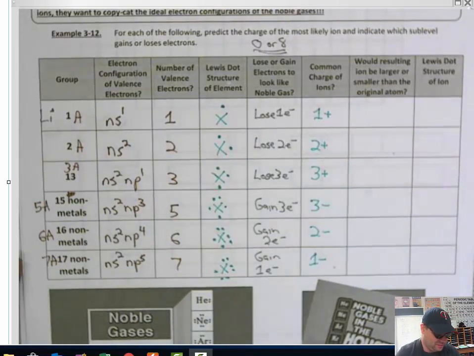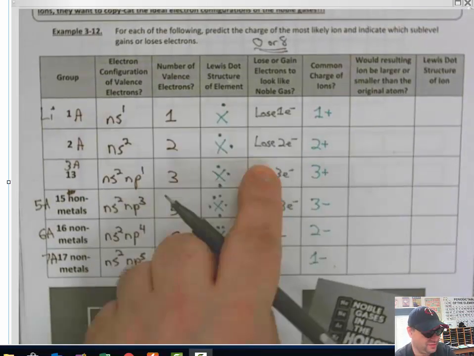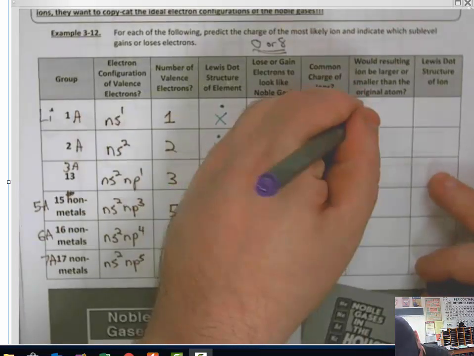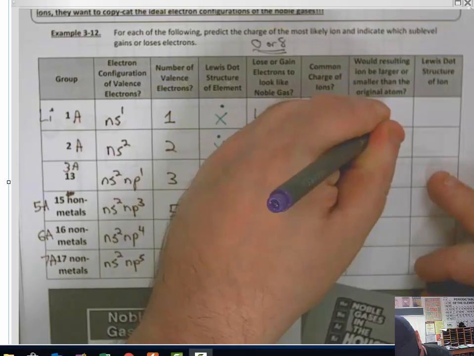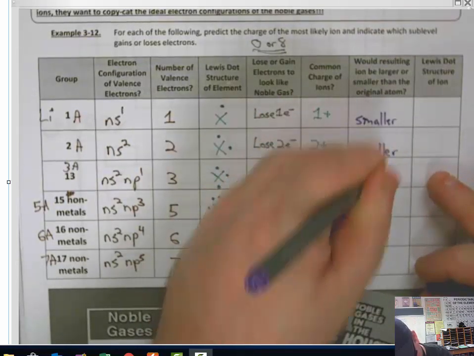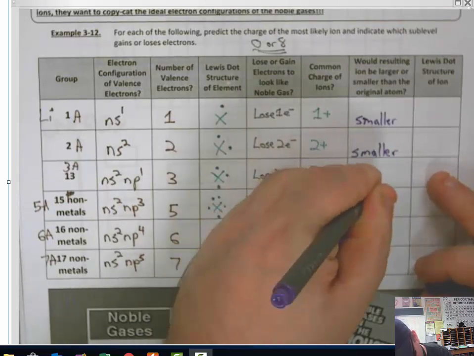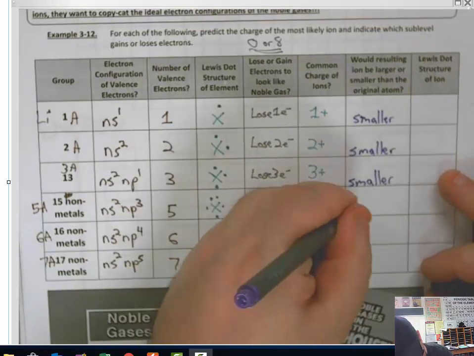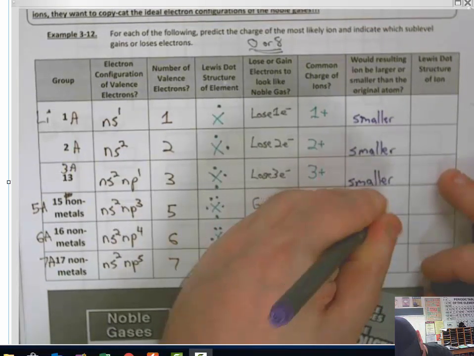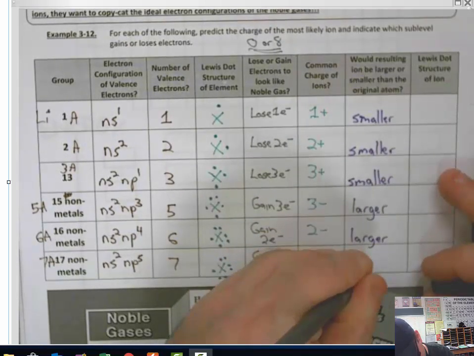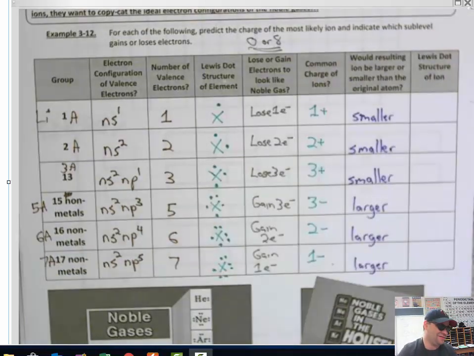Would the resulting ion be larger or smaller? Well, these are losing electrons, so the resulting ion would be smaller. Smaller because we're losing electrons. Smaller because we're losing electrons. And then these are going to be larger, larger, and larger because we're gaining electrons.